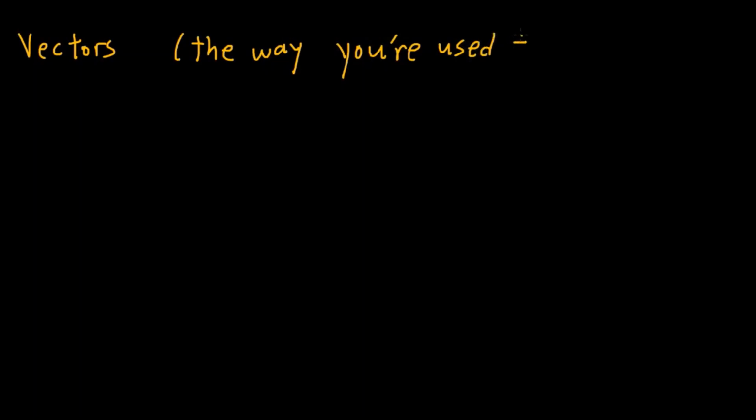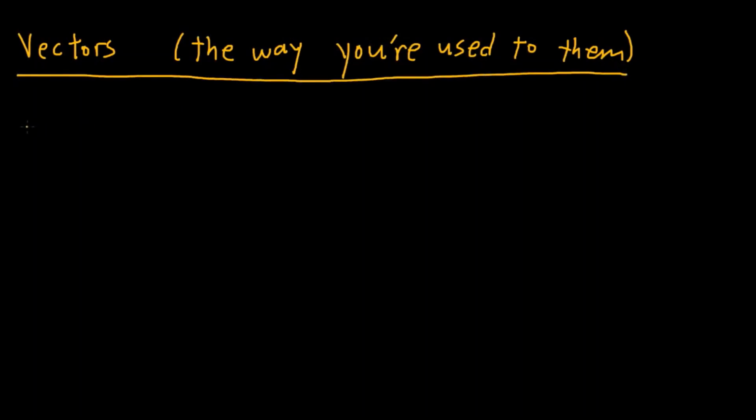All right, now we're going to talk about vectors the way you're used to them. Let's say you have a vector L, and we know it's a vector because I drew an arrow on top of L. L is given by 3 numbers, which we'll call Lx, Ly, and Lz.